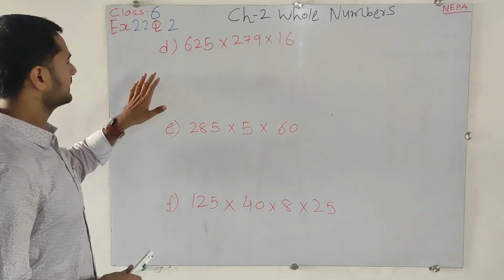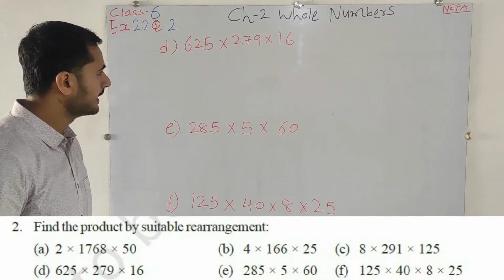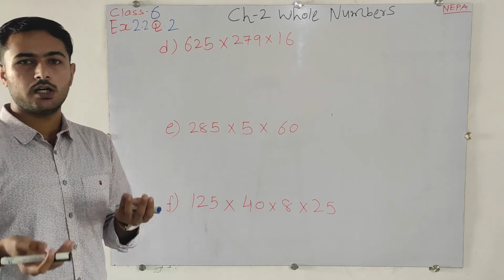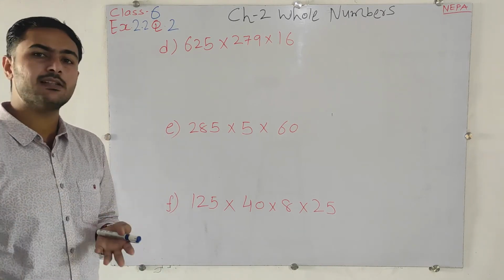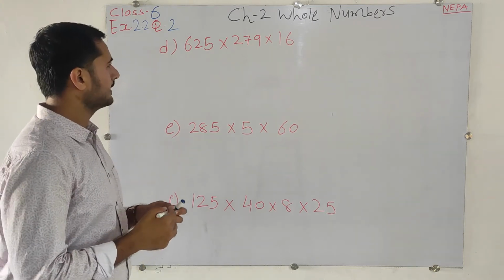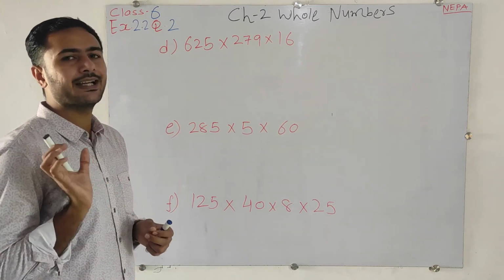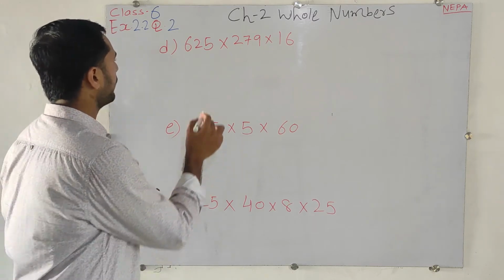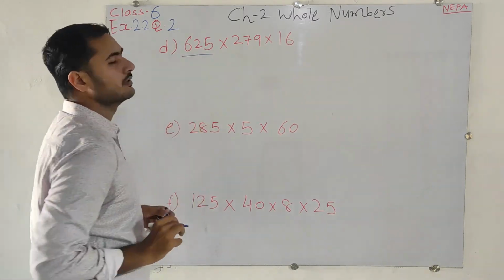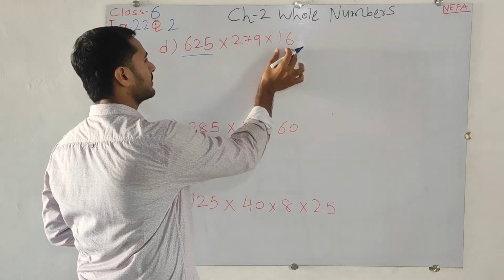Now the D1, that is 625 multiplied by 279 plus 16. Again, first of all we have to do suitable arrangements and then we will do the calculation. As I told you, first of all we will find how we can get the zeros. Here is 5, here is 5, so by that I can get the zeros. But how? First of all, here is the number 16.